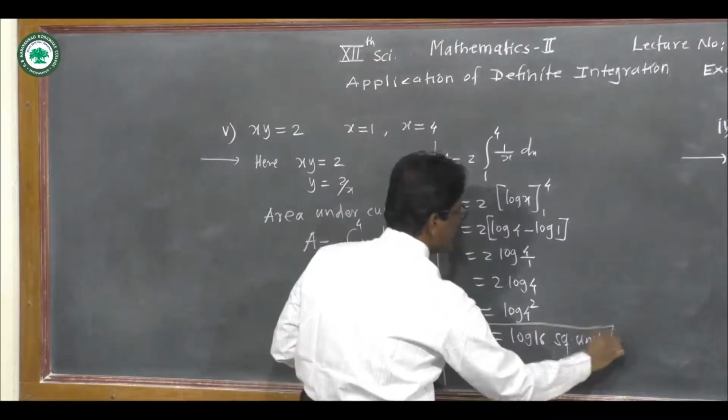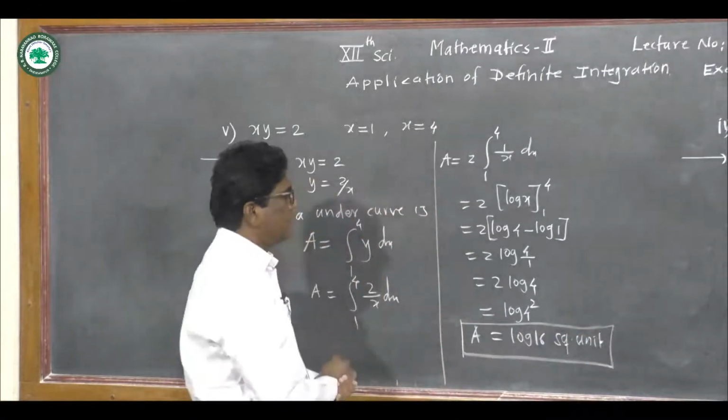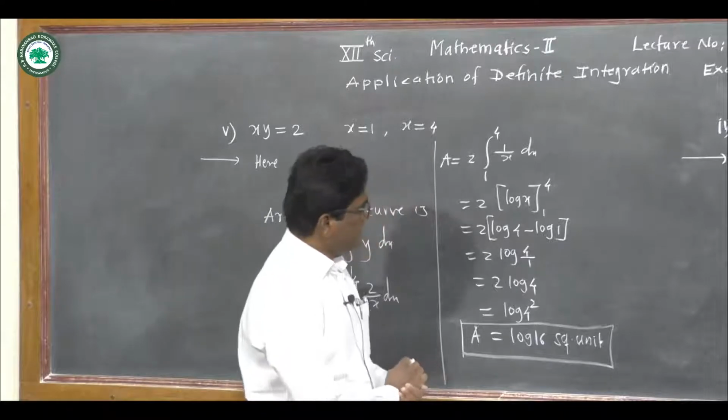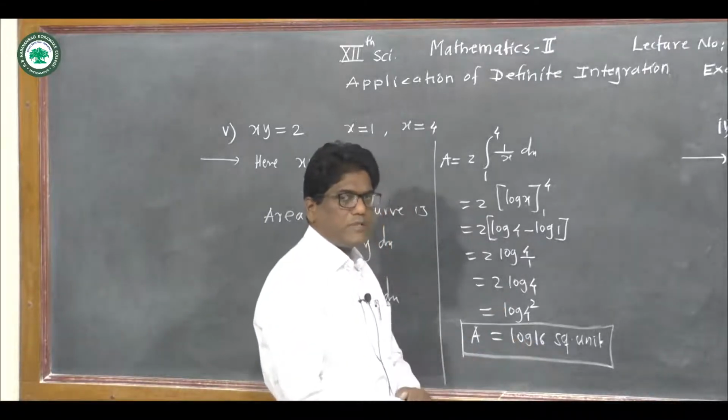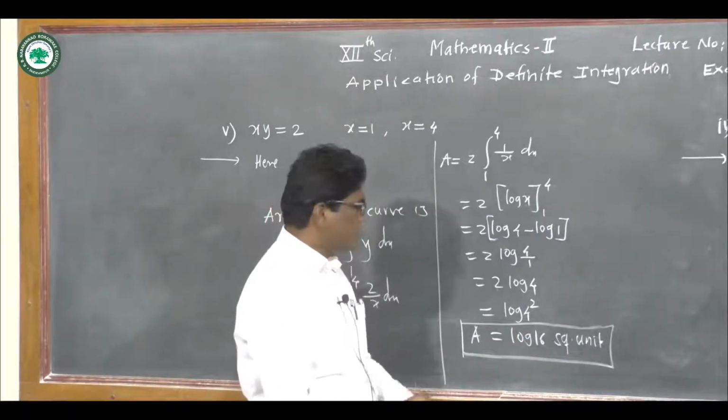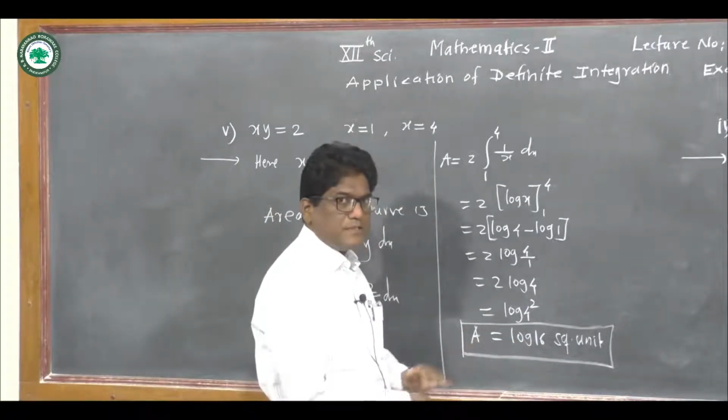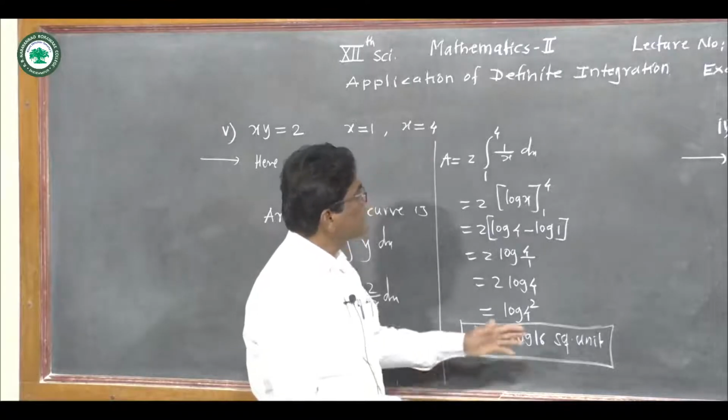So A is equal to log of 16. If we take the log of 16 in the logarithm table, from logarithm table we can find the actual area. So here put as it is, that is A is equal to log of 16 square unit.